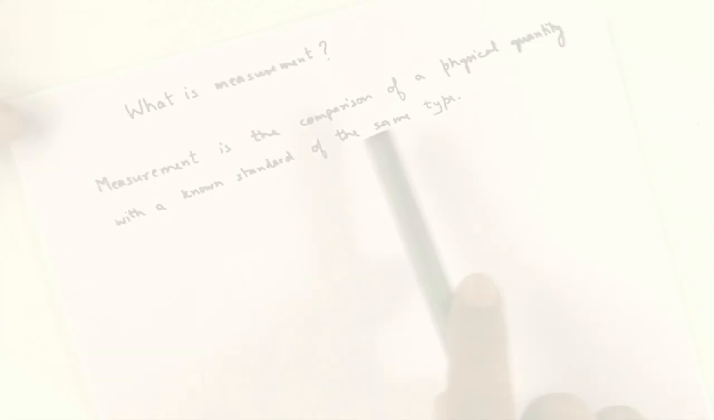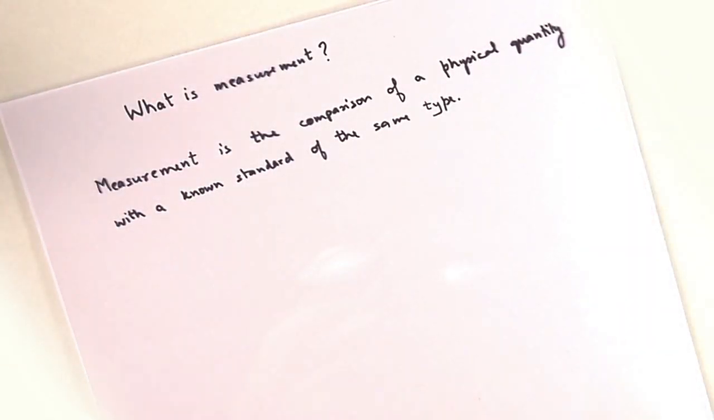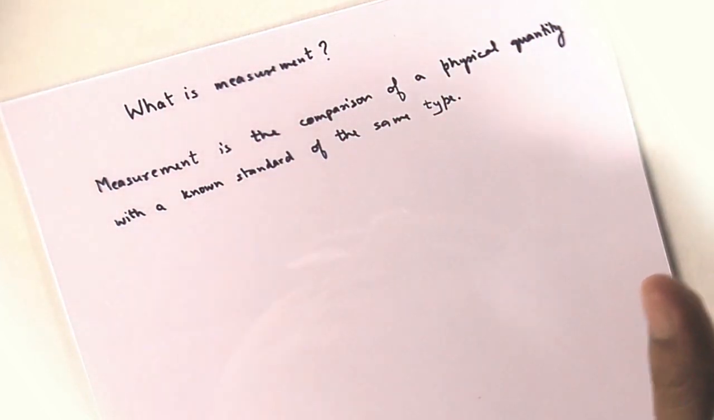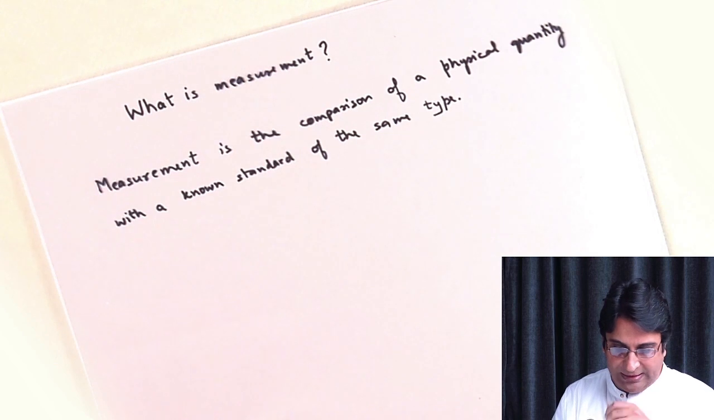Now see, measurement is essentially comparison. Okay, so its basic definition is, it is the comparison of a physical quantity with a known standard of the same type. It's a loose definition, not a very strict scientific definition, but it is good enough for us. Let's take an example to understand this.